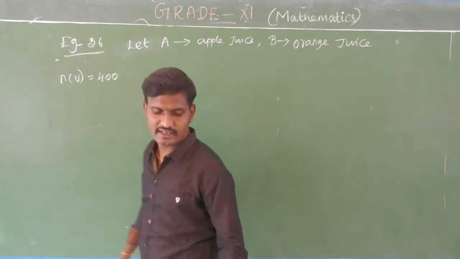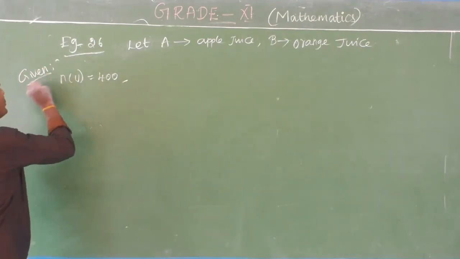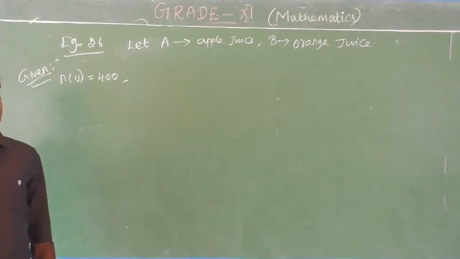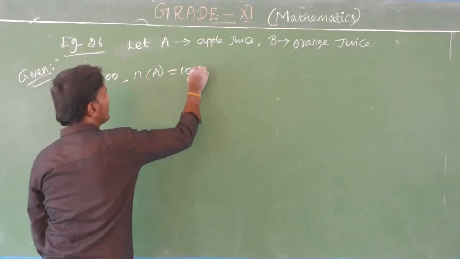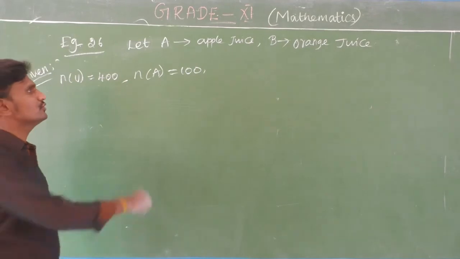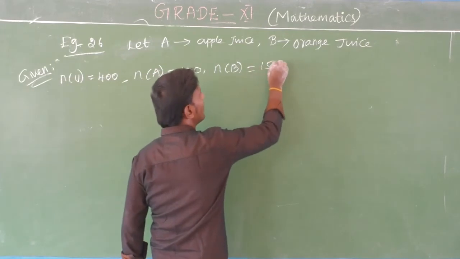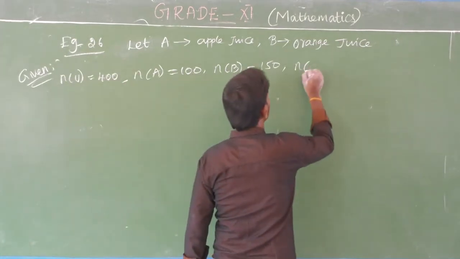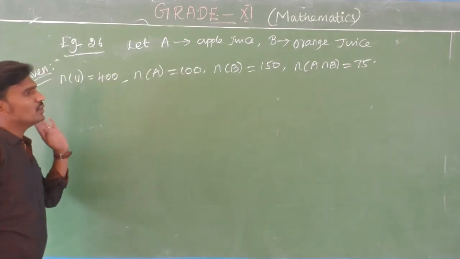Now listen. From the given question you have to first write this as your given. n of U is equal to 400, and next 100 students were listed as taking apple juice, so n of A is equal to 100. And next what is given? 150 students taking orange juice, so that is n of B equal to 150. And then finally it is given 75 are listed as taking both also, n of A intersection B equal to 75. Okay, have you got it, children? So this only is given for you.